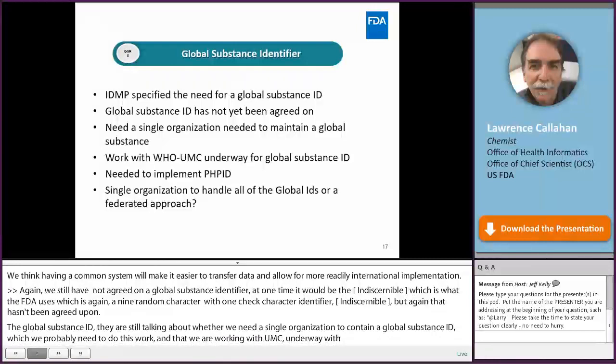And of course, the global ID is needed to implement the global PhPID, which TJ talked about in the previous slide. And again, do we want a single organization to handle all global IDs, or do we want a federated approach? That's still something that needs to be decided.